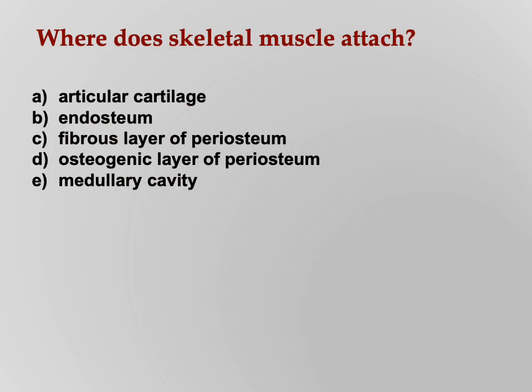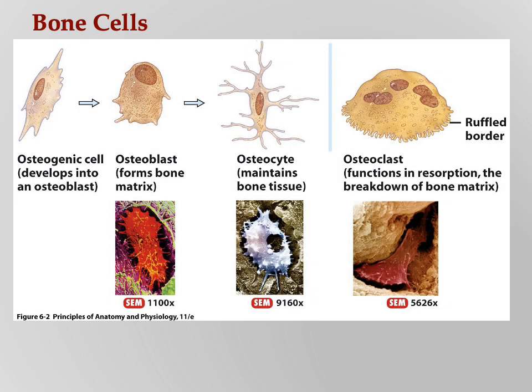So where does skeletal muscle attach? Articular cartilage, endosteum, fibrous layer of periosteum, osteogenic layer of periosteum, or medullary cavity? These are the kinds of questions I use on quizzes and exams, so expect to see something like this in the future. This was easy, wasn't it? It's the fibrous layer of the periosteum. That's where the muscles attach. It's the osteogenic layer where new bone tissue is formed.